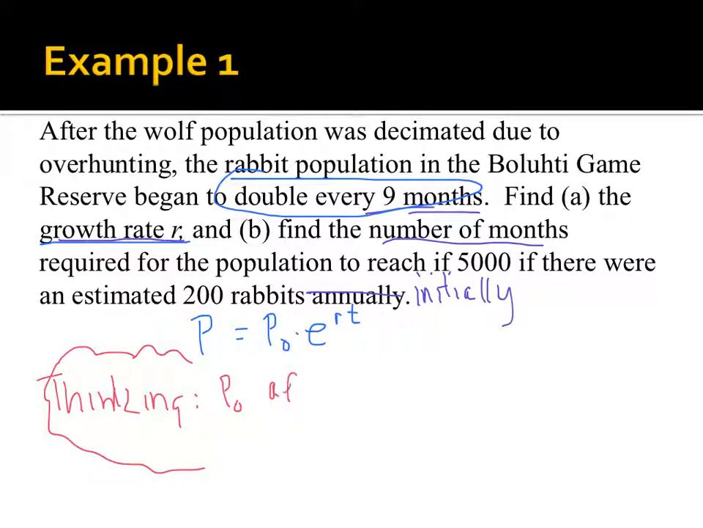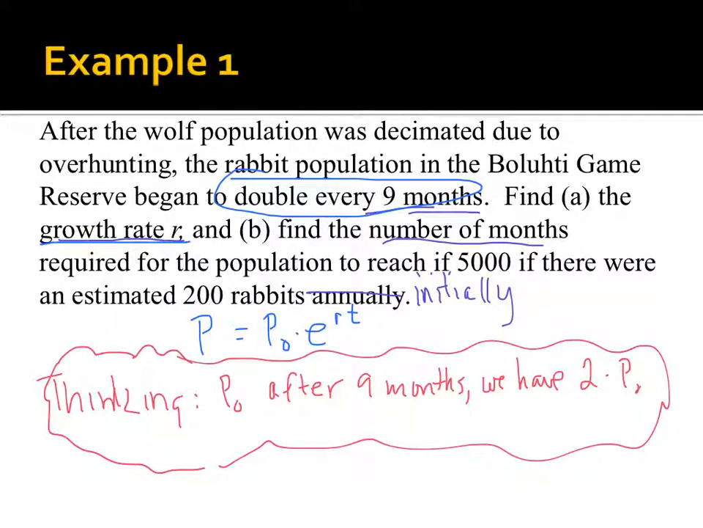after 9 months we have 2 times P naught. You'll see right now that this is enough information for us to solve the problem. In this case, T would be 9. So we start with P naught, and after T equals 9, we end up with 2 P naught. Well, how does that help us solve this problem?